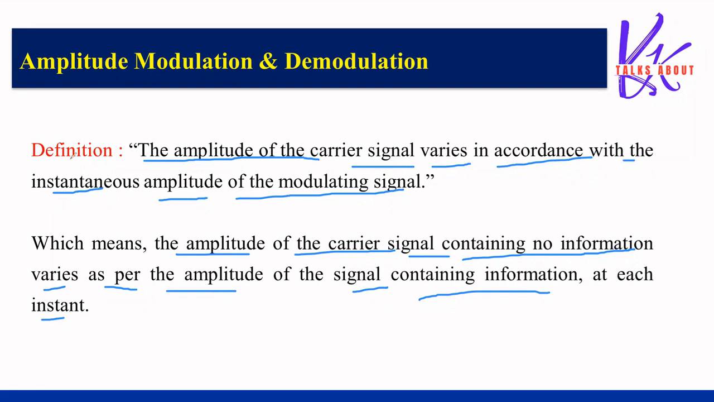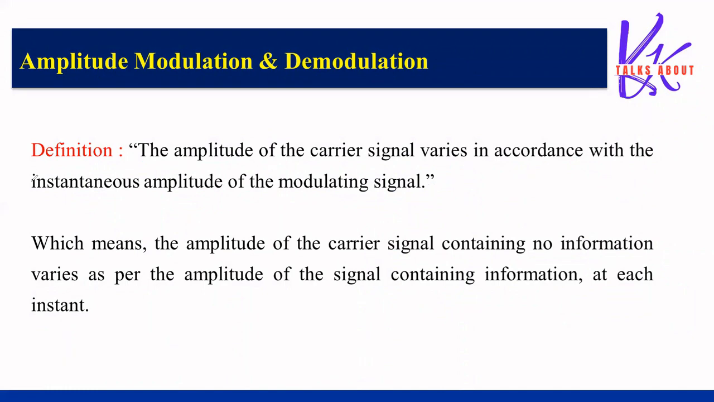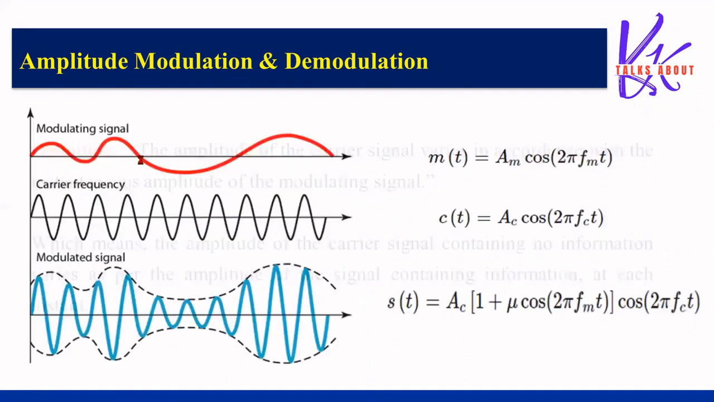One more point here is we want to transmit the message signal or the modulating signal, which has the information, and this information signal is a low frequency signal and your carrier signal is a high frequency signal. So we are modulating our carrier in accordance with your message signal. Let us see what is the output when we do the modulation of the message signal.